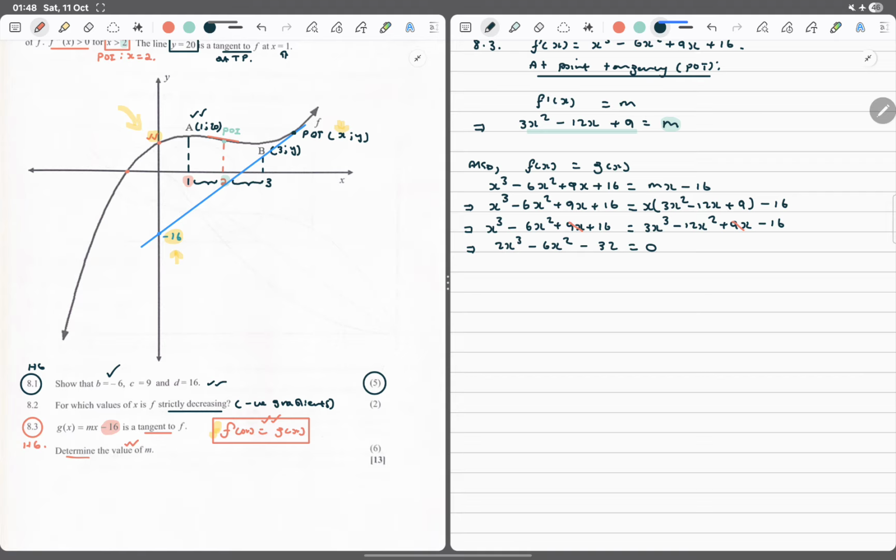Okay, this can divide by 2. We get x cubed minus 3x squared minus 16 equal to 0. Now we need to try and factorize this thing.